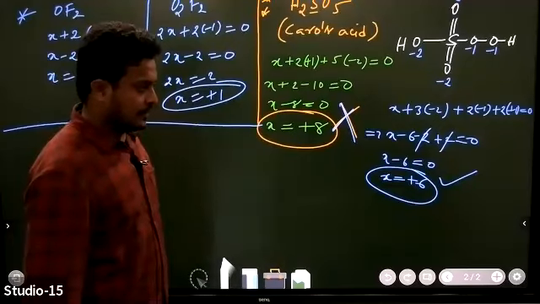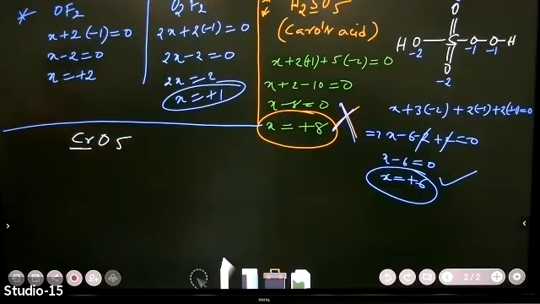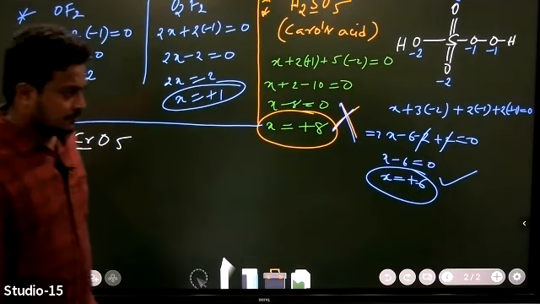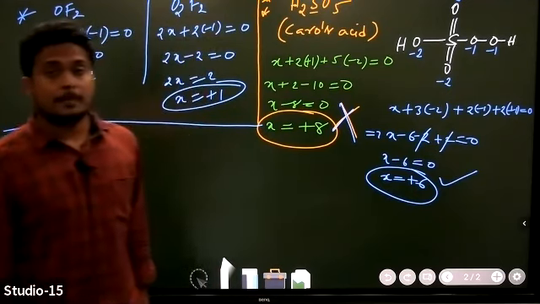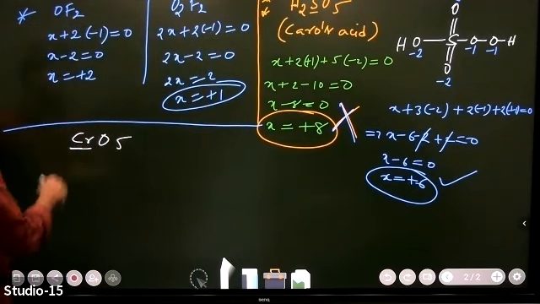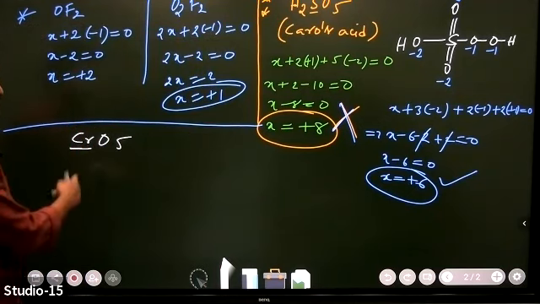Next, oxidation: calculate the oxidation state of chromium in CrO5. Calculate the oxidation state of chromium in CrO5. Tell me the answer.